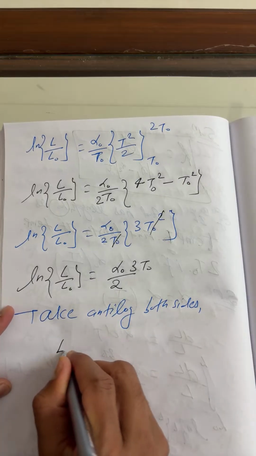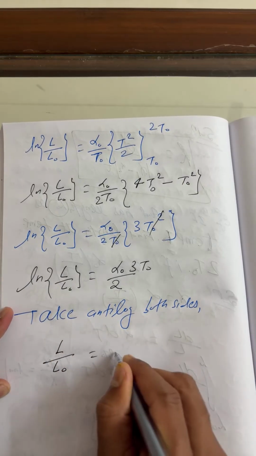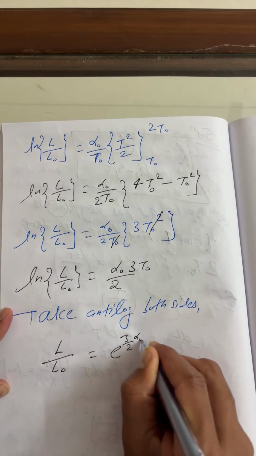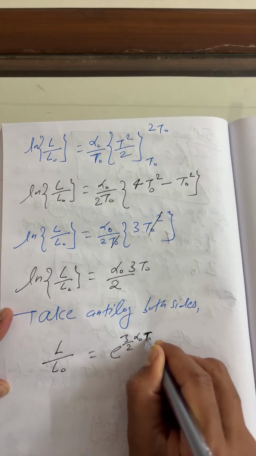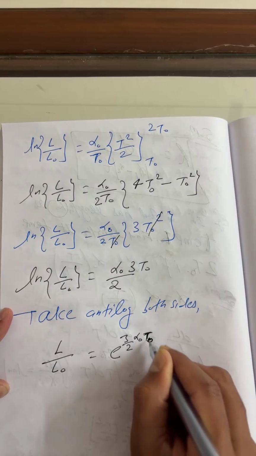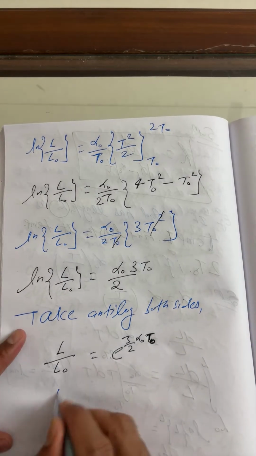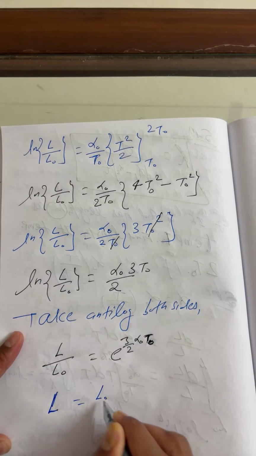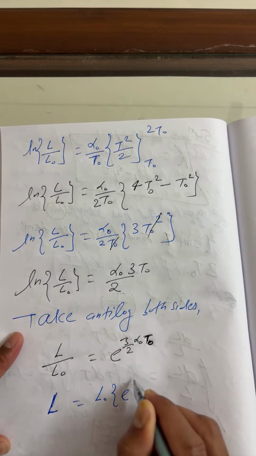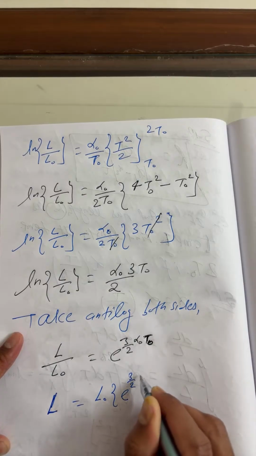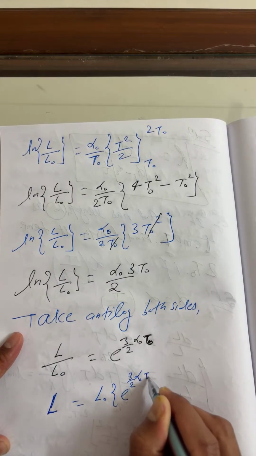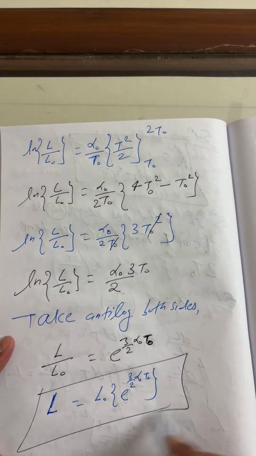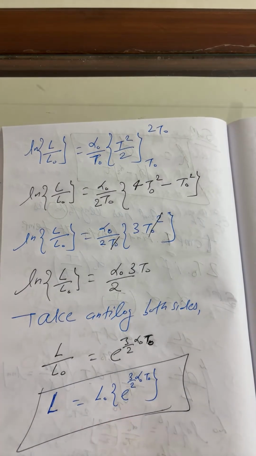So you can say L upon L naught is e to the power 3 by 2 alpha naught T naught. Right? So L is equal to L naught e to the power 3 by 2 alpha naught T naught. So this is your result here.